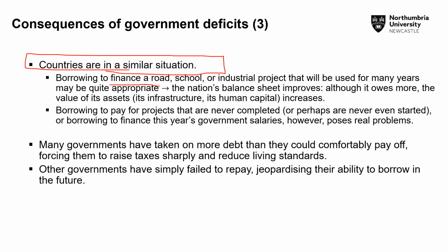You want to borrow to finance a road, school, or industrial project that will be used for many years to come. However, borrowing for projects that don't contribute to economic growth, such as borrowing to pay government salaries, or what happens in developing countries, borrowing to fund the presidential motorcade, does not help in reducing the deficit, as these are not expenditures that will generate long-term growth, which is vital to reducing a deficit.